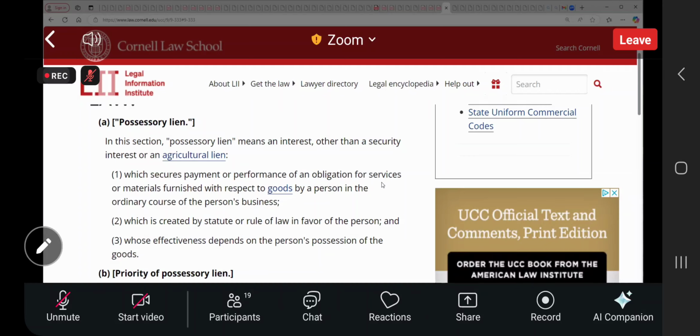The goods are the settlement certificate, the marriage certificate, the naturalization certificate, your state ID, your social security card. These are goods, by a person in the ordinary course of the person's business. Don't we use our state IDs, our settlement certificates, our social security cards and numbers in the ordinary course of business? So why would we put an agricultural lien, which deals with land? We don't put an agricultural lien on our social security.